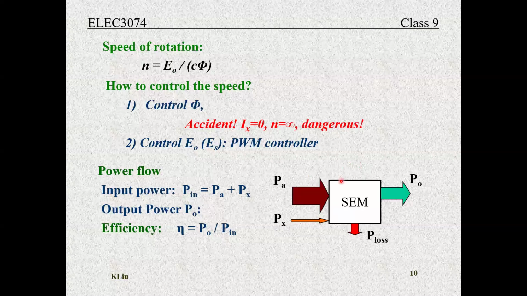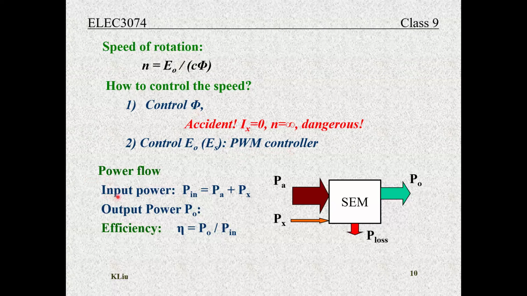Speed of rotation. Armature speed by the motor constant and the field per pole. How to control the speed? Control the field, the magnetic flux in the field, by lowering or raising the voltage in the field. How do we do that? By the PWM idea.